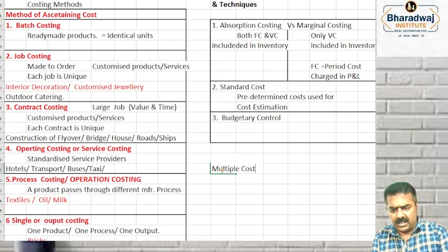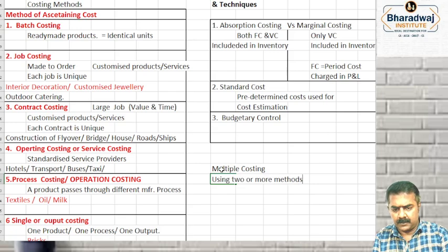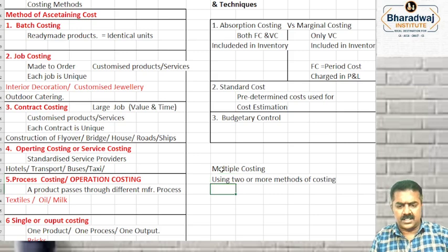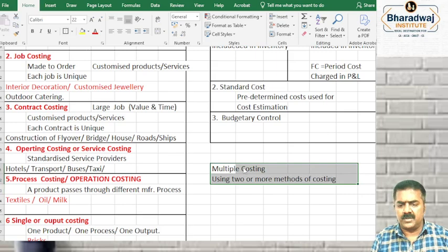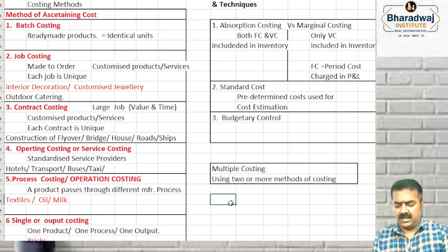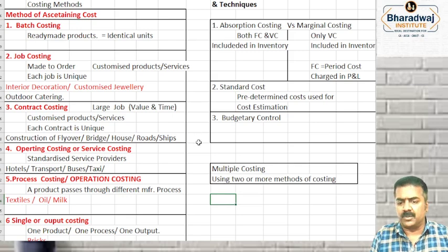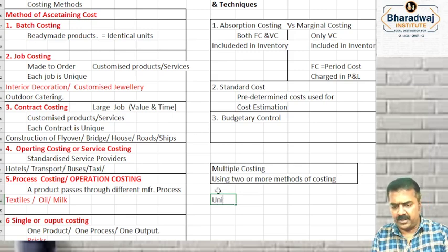Please remember, there is one more thing called as which one? Multiple costing. What is multiple costing? Using 2 or more methods of costing. It is not a separate method of costing. Using 2 or more methods of costing, we call it as which one? Multiple costing. Is it a separate method of costing? No.